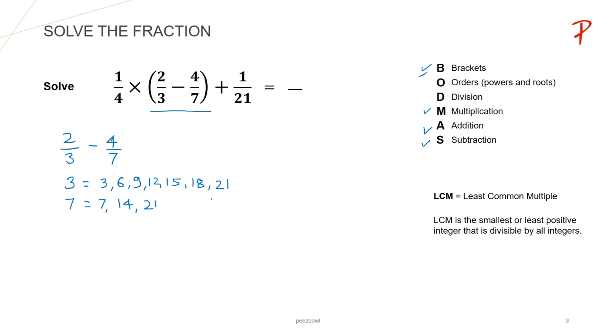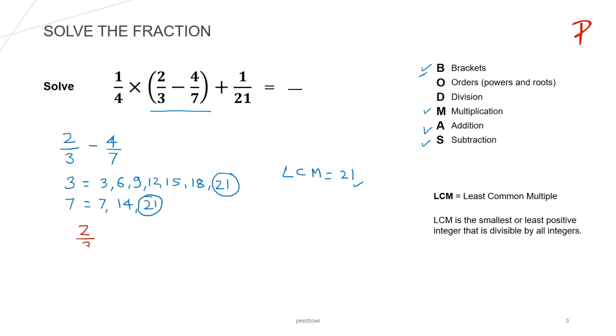So here I have to find out the lowest number which is common in multiples of 3 and in multiples of 7. Here I see 21 is common in both the multiples, right? LCM is equal to 21, right? Now it is very simple to solve 2 upon 3 minus 4 upon 7. I need to write both these fractions in a way that their denominators become 21, right? We need to find out a common denominator for both these fractions. Let us see how we do it.